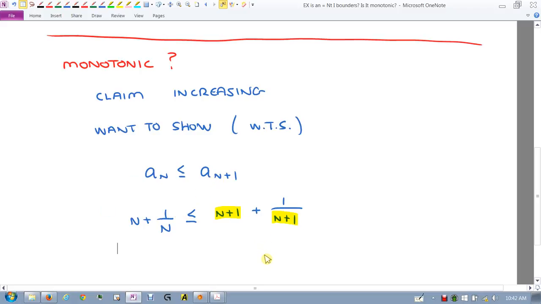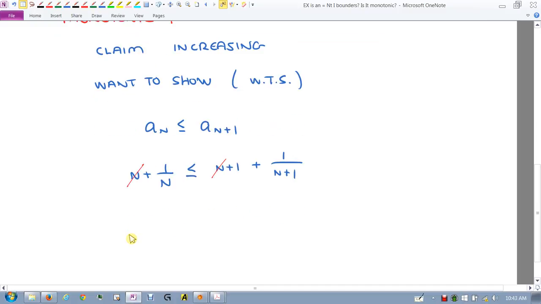Now, we have to show algebraically that this inequality is true. How about just doing some basic algebra first? How about subtracting an n on both sides, and we get this: 1 over n less than or equal to 1 plus 1 over n plus 1. Do you think that's true? Yeah?